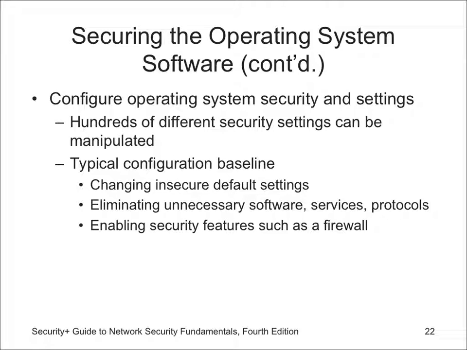So that works well. Also configuring operating system security settings, hundreds of different settings can be manipulated. This semester we'll talk about Active Directory more. We'll also talk about the Microsoft management tool within Windows, how you can use that to play around with it. A typical configuration baseline is like changing insecure default settings, eliminating unnecessary software, services, protocols, enabling security features such as a firewall. So you go through a sweep every once in a while on your computers to determine what that baseline would be. And it's usually not one person that determines it, it's a group of people that determines it.